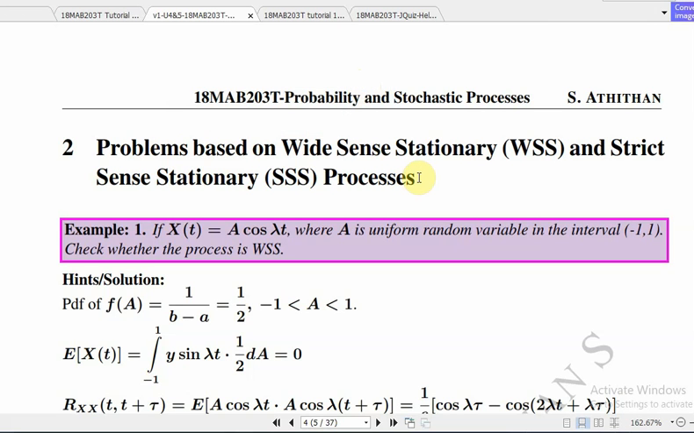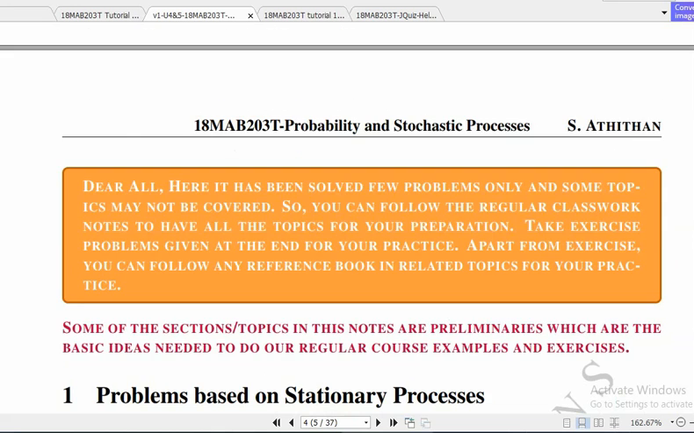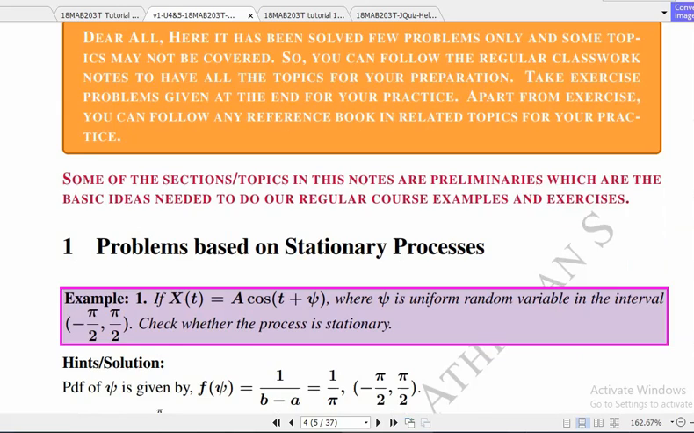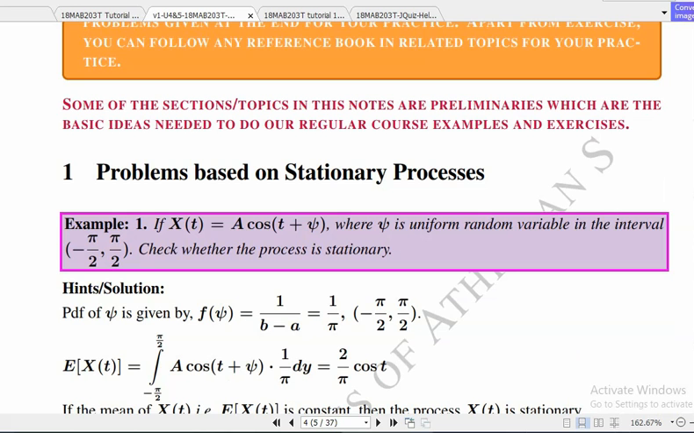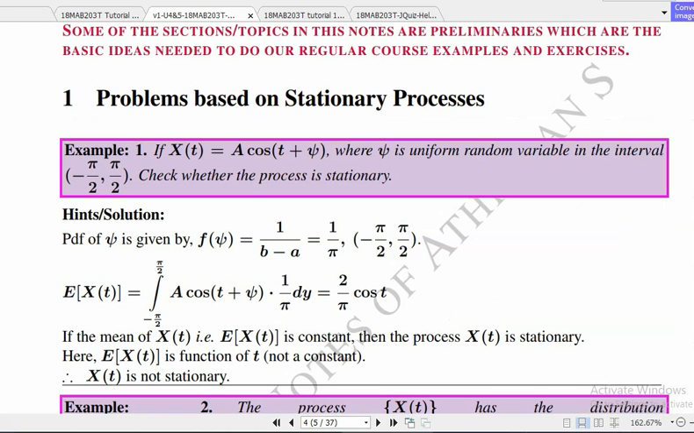Dear students, today we are going to see about the WSS process and problems based on that. In the class, we have discussed the WSS process. What is a WSS process? First, we need to know stationary. What is stationary? A process whose mean is constant is a stationary process.